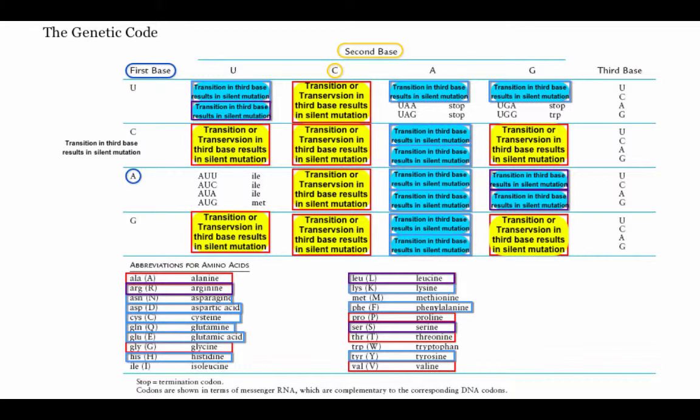So again, if a transversion mutation occurs in the third base of these groups of codons, the codons will code for a different amino acid, which would be a missense mutation, or become a stop codon, which is a nonsense mutation. Again, to review missense and nonsense mutations, please see the previous lecture.